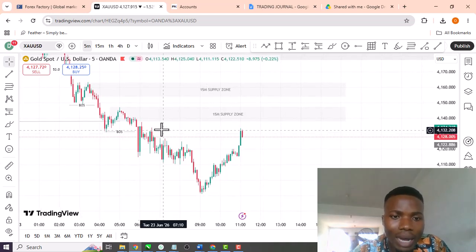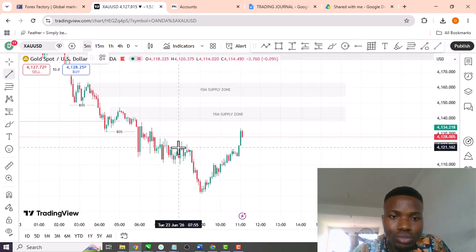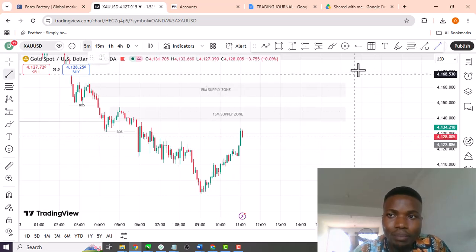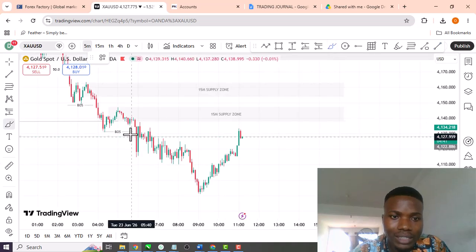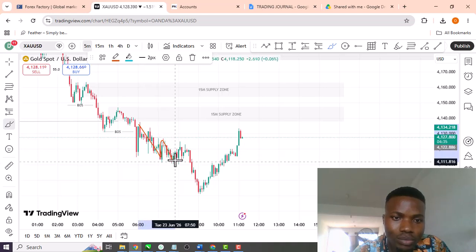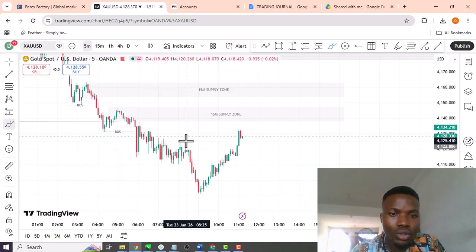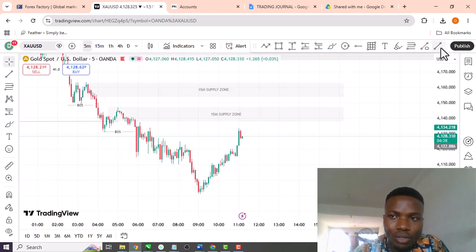I want to look for liquidity, and in fact liquidity is very simple to understand here. You can see what price is doing here. Price came all the way down here, created a high here, came down a little bit, and created another high. You can see that this is the same high. So this is an example of a liquidity sweep.